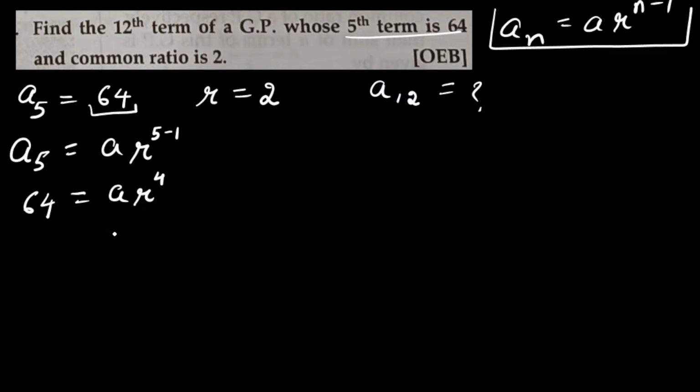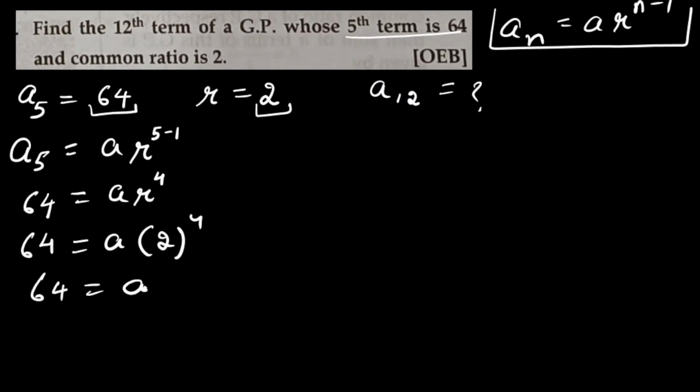Now let's substitute the value of R. So 64 is equal to A into R to the power 4. R's value is equal to 2, so 2 to the power 4. So 64 is equal to A into 2 to the power 4, which is 2 into 2 into 2 into 2, four times, and this is equal to 16. Here let's substitute its value. Now A's value we have to find. What we have to find? We have to find the value of A.